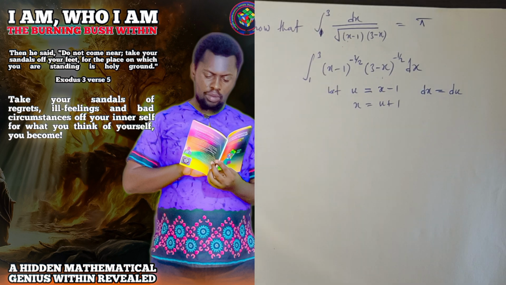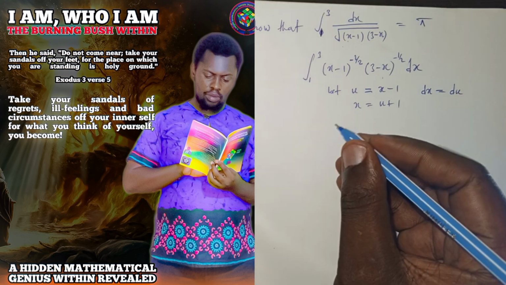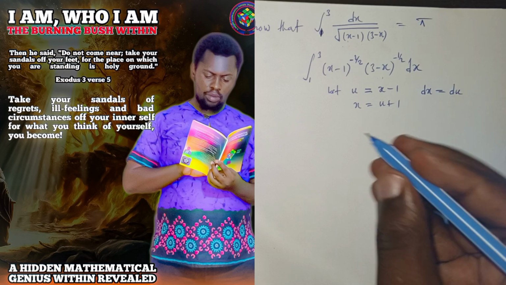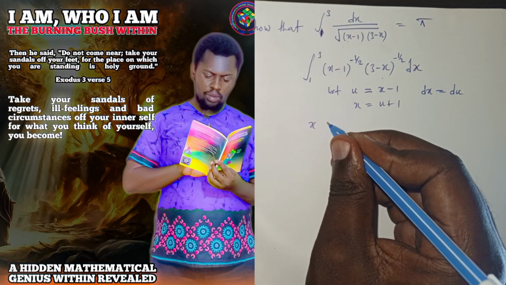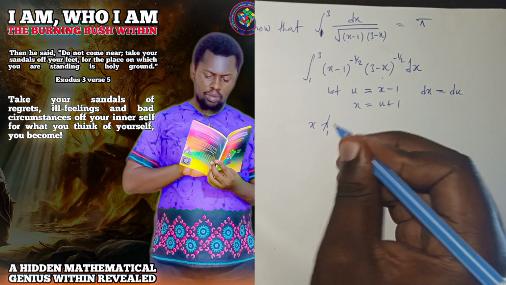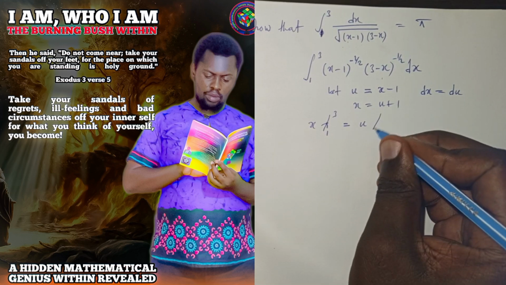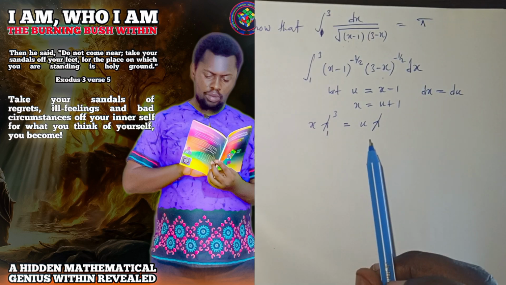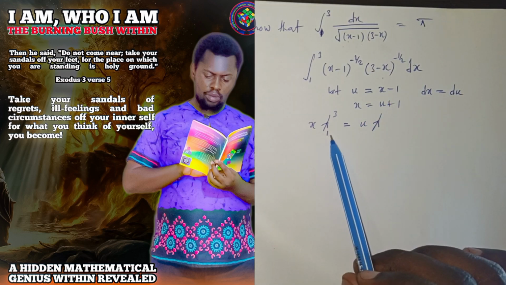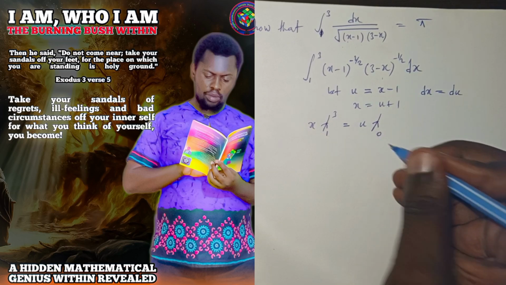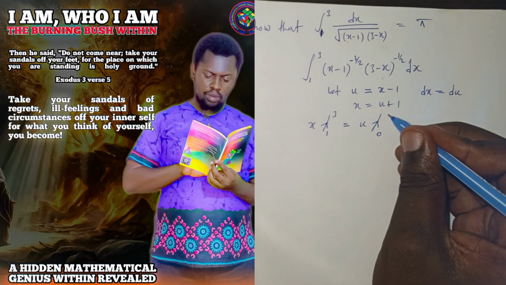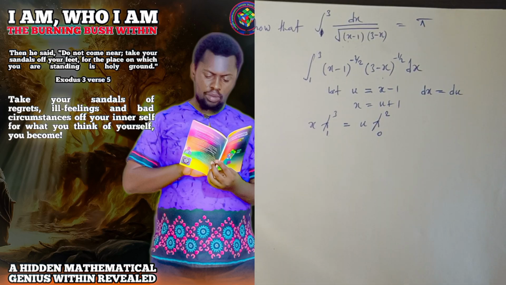So when you change the variable, the limits should also change. Our initial limits were from 1 to 3, that is in x. Our new limits will be in terms of u. It's just a matter of substituting. Where there is x, we put a 1, so 1 minus 1 is 0. If you put a 3, 3 minus 1 is 2. So our new limits will be from 0 to 2.